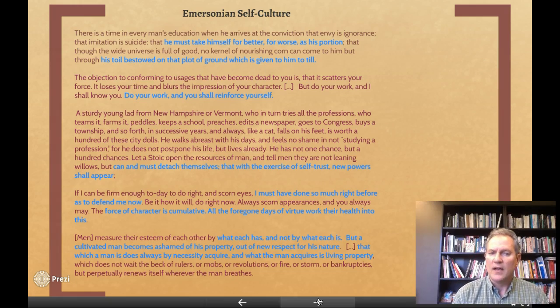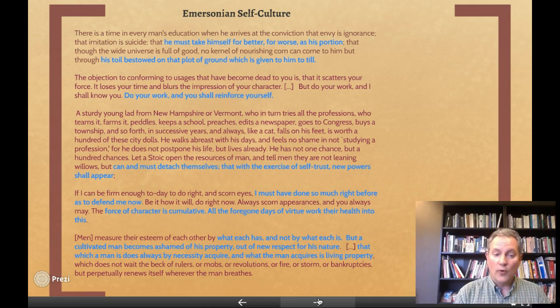And then third, that very interesting example from Self-Reliance where Emerson talks about a sturdy young lad from New Hampshire or Vermont who does all these different jobs, tries all these different professions and occupations, and always lands on his feet like a cat, Emerson says, right? And the passage I've highlighted here in the end, that tell men they can and must detach themselves, that with the exercise of self-trust, new powers shall appear. The idea here is that if you're willing to try new things, work on a variety of jobs or occupations, you're going to discover and build and cultivate new talents and powers.